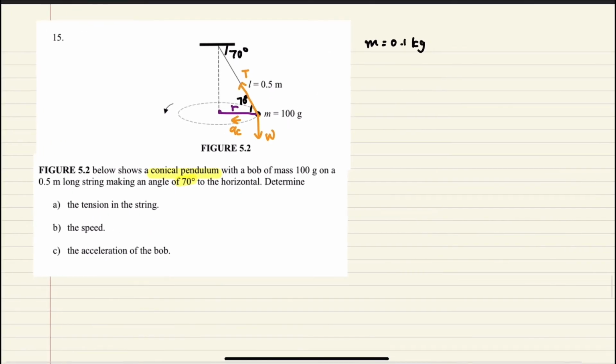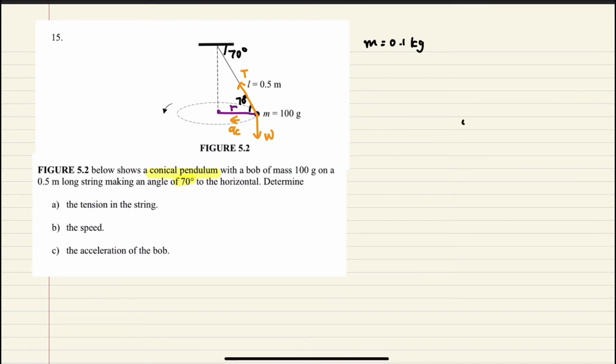So I just want to redraw the free body diagram. It should have tension in that direction, and then weight in that direction. In terms of the angle, you have the angle over here, 70 degrees, and AC would be in this direction. Obviously you can see clearly that T is not on the X or Y axis, so you have to resolve that into TY and TX.